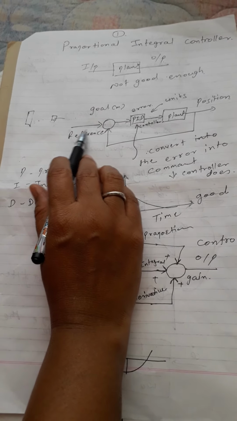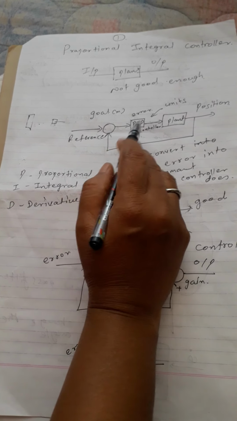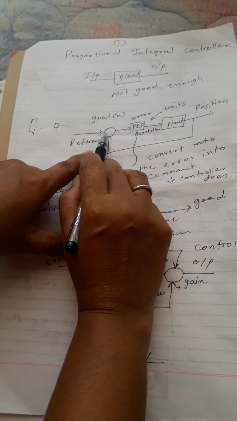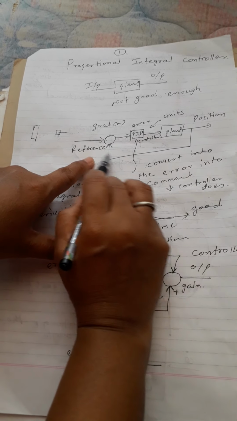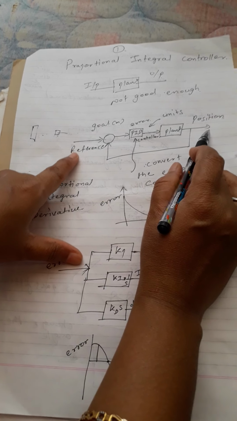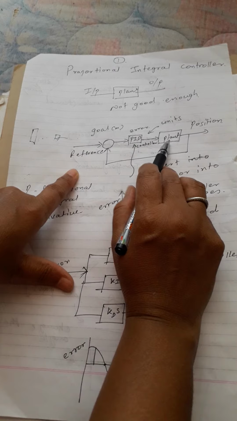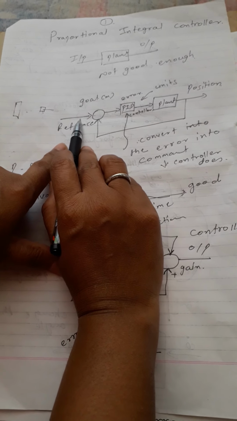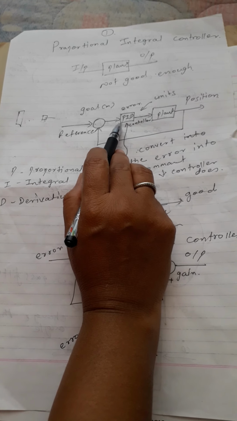So we take the references. In this, this is the reference, and the feedback we take from this position. If this feedback is not there, then here is the input, and this is nothing but the output. So this one is the plant. Whenever we give an input, we get an output. In that we get the errors.